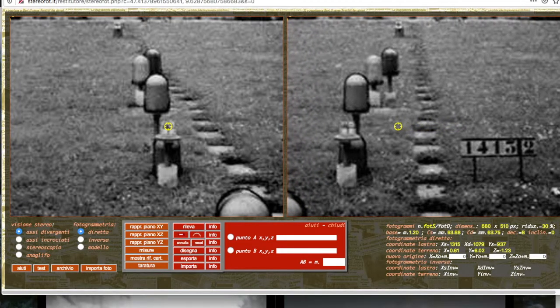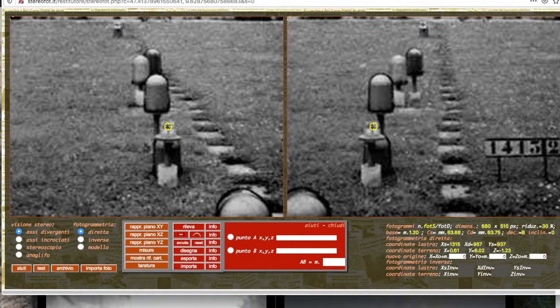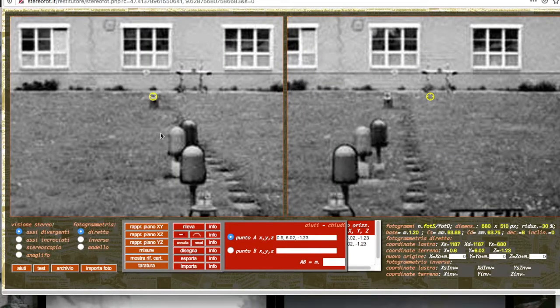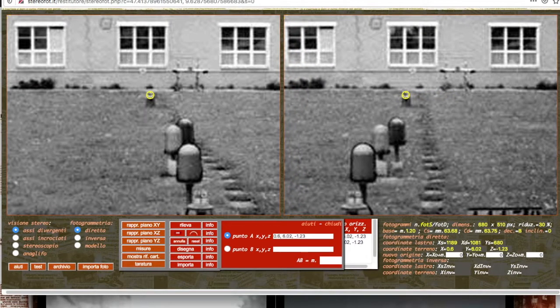In our case we have found for point A an error of 2 cm on 6 meters. For point B an error for the x of 1 cm on 60 cm, and an error of 7 cm over 20 meters. The measured distance is 14.05 meters with an error of 5 cm on 14 meters, which is the real distance between the two sights.